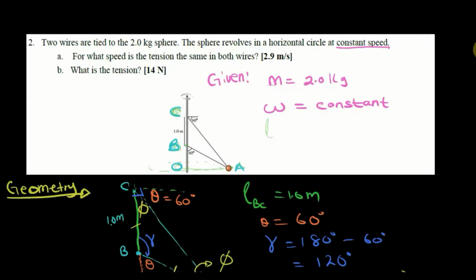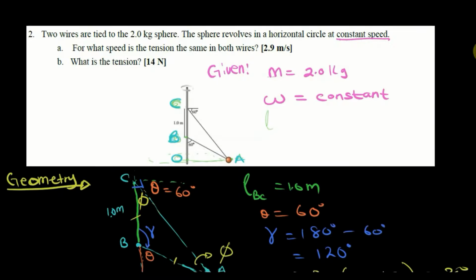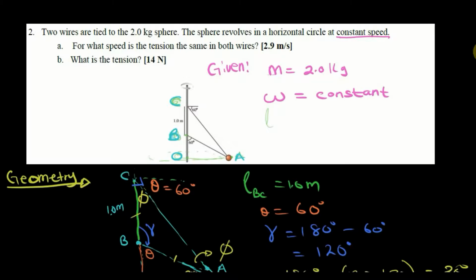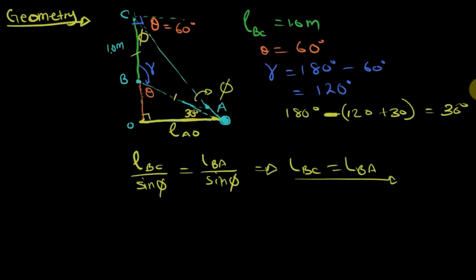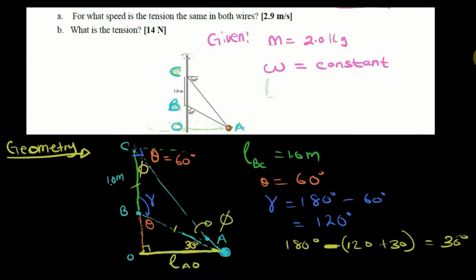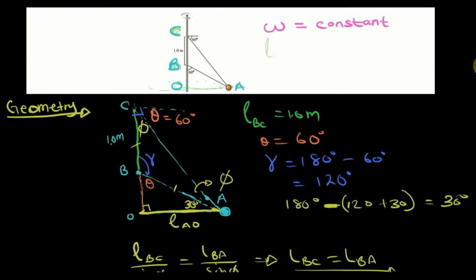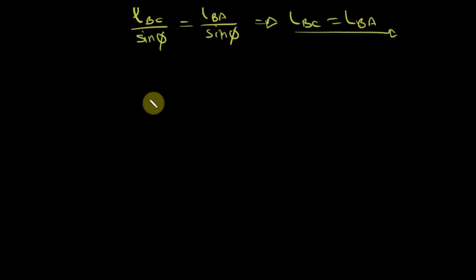For what speed is the tension the same in both wires? So we need to find the tension and equate the tensions for these two wires. To find the tensions, we need to draw a free body diagram for our sphere. So we'll do that now.